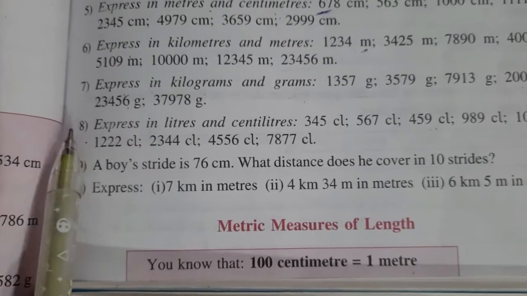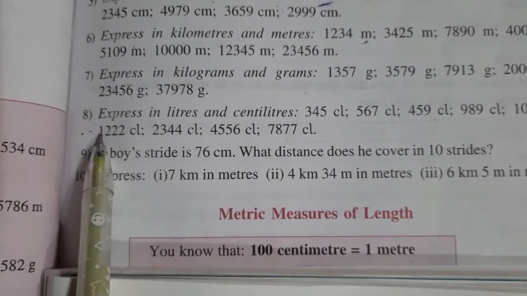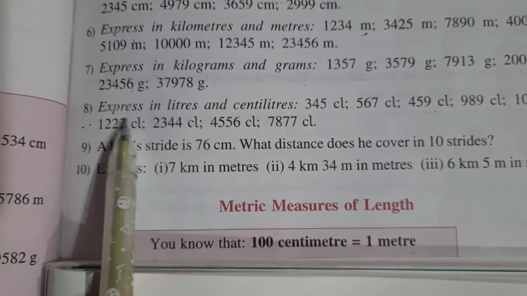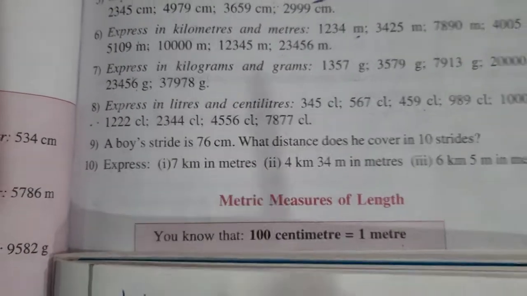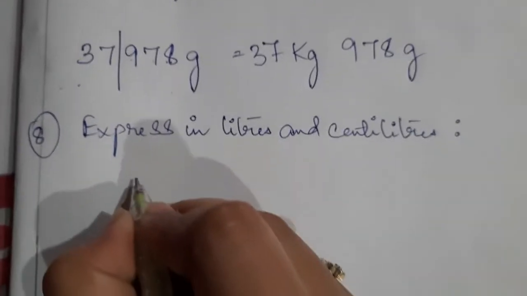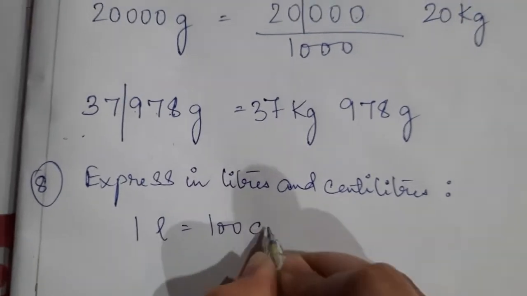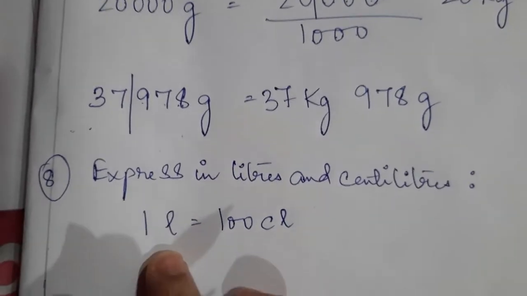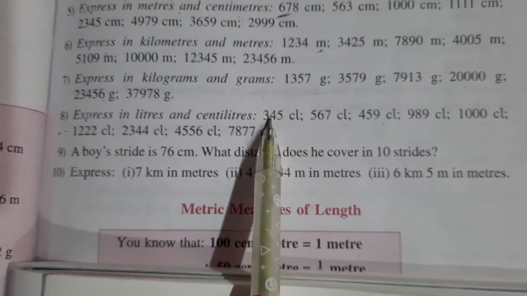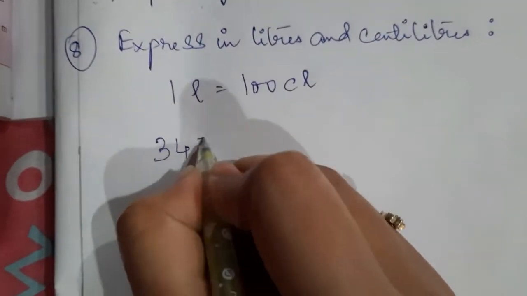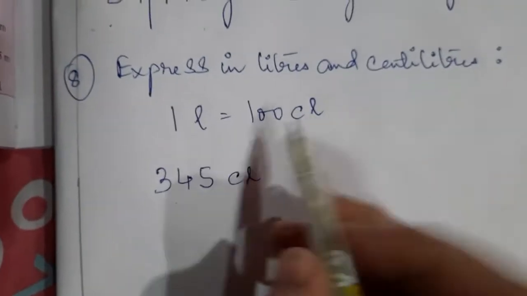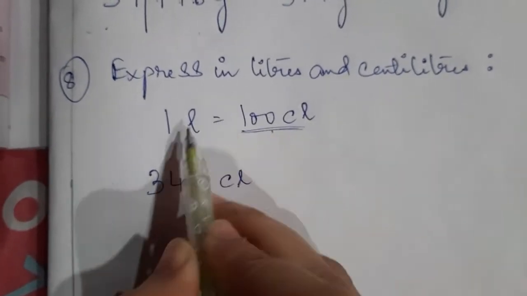Now we are going to solve question number 8. Let's first read the question. Express in liters and centiliters. Fine. First we are going to write 1 liter is equal to 100 centiliter. Now let's read the question. What is the question here? 345 centiliter. We have this value. We have to convert it into liters.